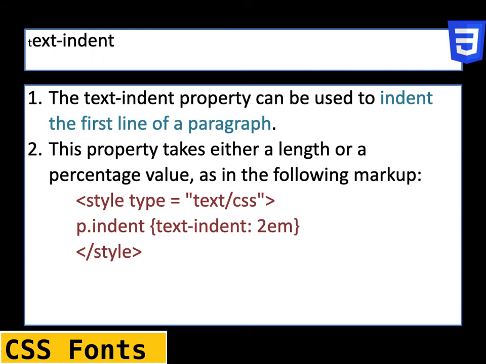Style tag is there, type is equal to text slash css is specified, p dot indent. So indent is the class, p dot indent means that the indent class name is applicable to paragraph element. Text indent colon 2em. So 2em, that is the value given there. Okay, so this is how text indent styles are specified.